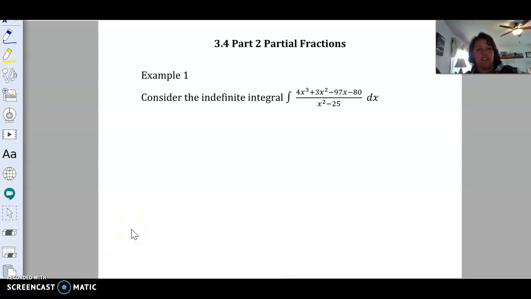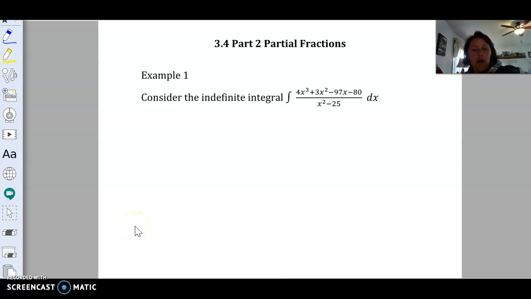All right, for section 3.4, part 2, we're not really going to be going over anything very new. The only thing that we're going to add to part 2 is that we're doing partial fractions, and then we're going to go ahead and integrate the answer that we get after we do partial fractions. And also that sometimes we have to do long division before we can do partial fractions.